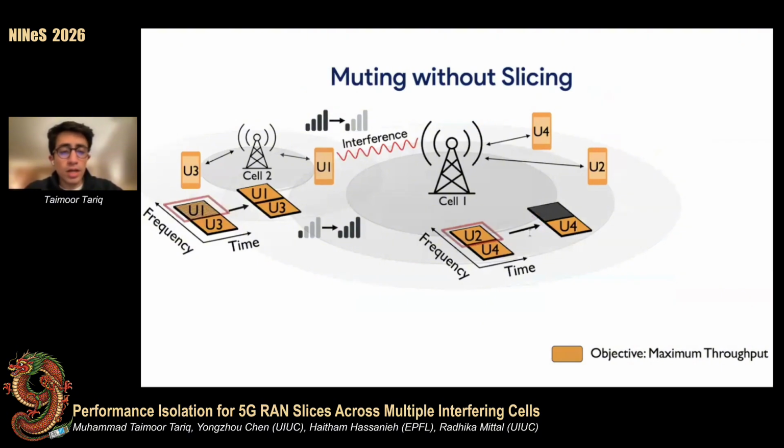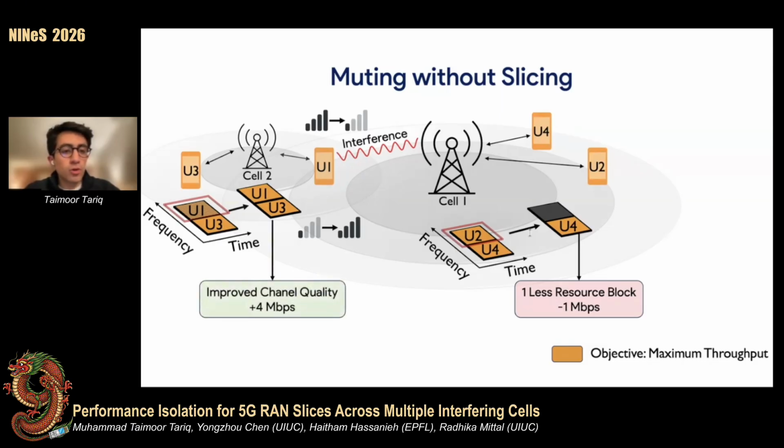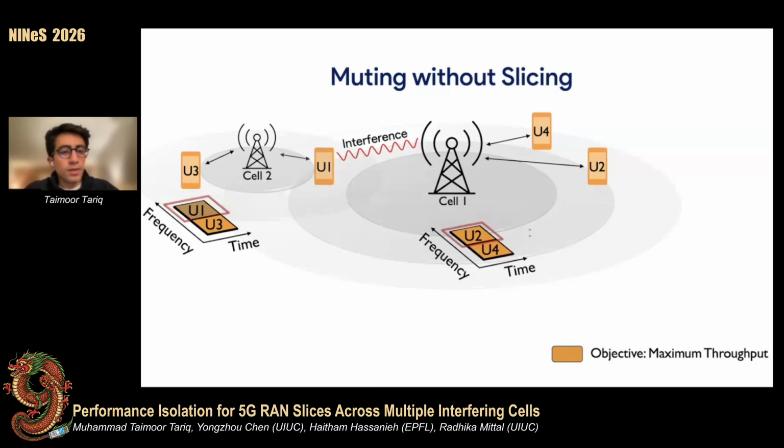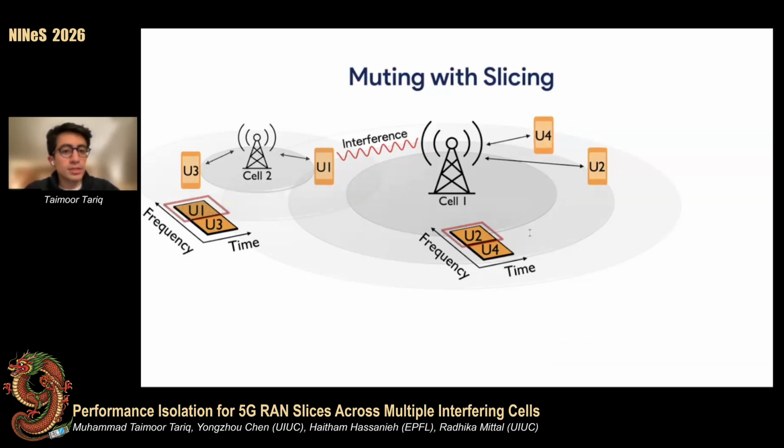So in a non-slicing scenario where a single operator owns the entire infrastructure and all of its users belong to that same operator, an operator can have an objective such as maximizing throughput. So it can translate this lost resource block into some sort of throughput objective. For example, one less resource block means one less Mbps of throughput, and the improved channel quality means 4 Mbps gain in throughput. So as long as the benefit is greater than the cost, the operator decides to go ahead with the muting decision. But let's see how slicing complicates this.